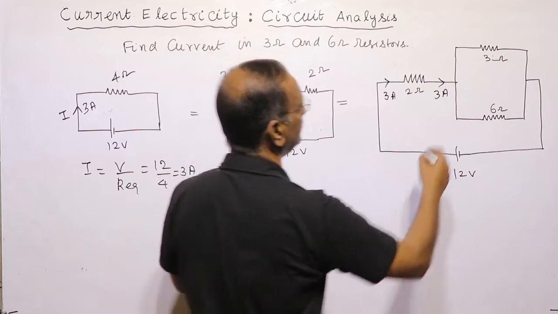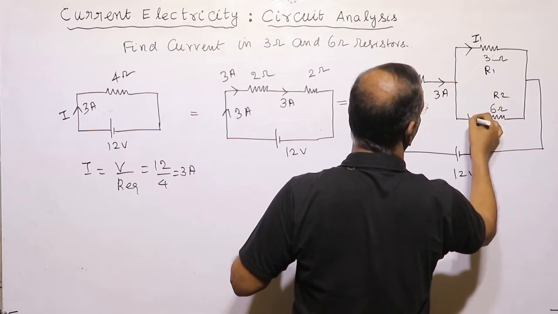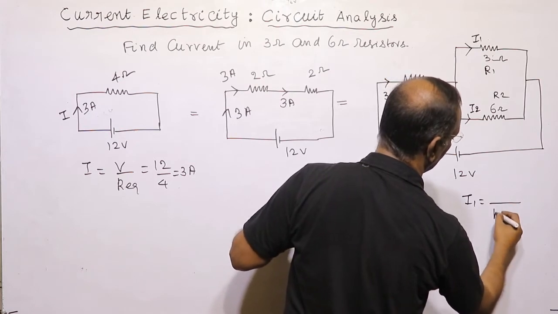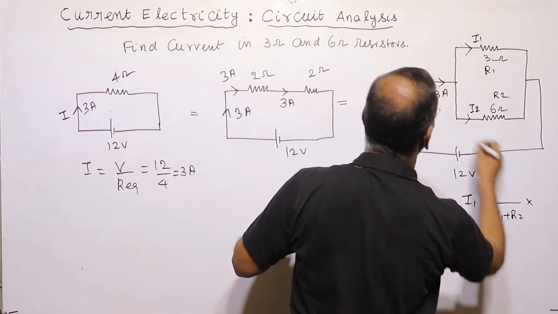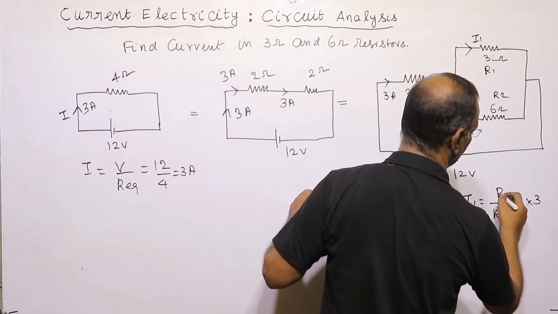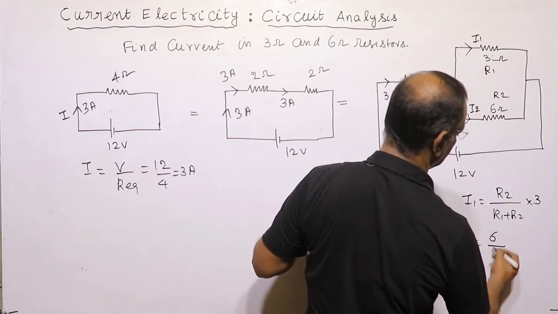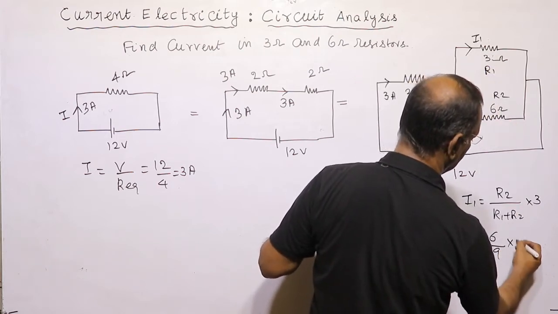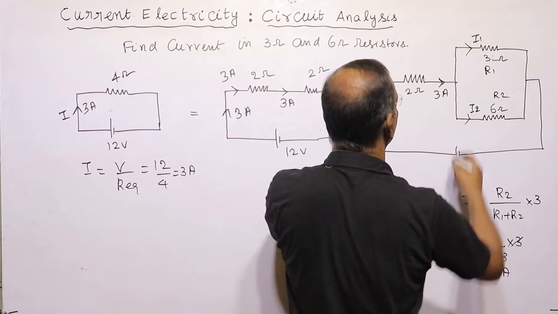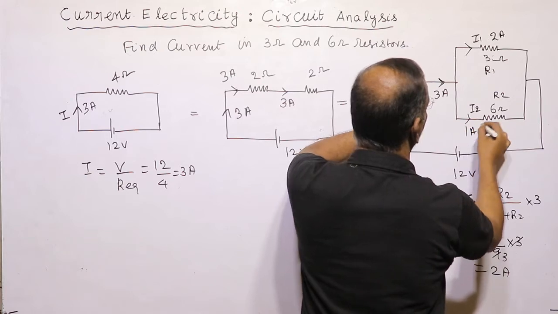Now what is the current here? We call this R1 and this R2. This is I1 and this is I2. As we know, I1 is equal to R2 divided by R1 plus R2, into the net current, that is 3 ampere. So R2 is 6, 6 plus 3 is 9, 6 by 9 into 3 is equal to 2 ampere. It means I1 is equal to 2 ampere. If 2 ampere is flowing out of 3, obviously 1 ampere will be flowing in the other branch.